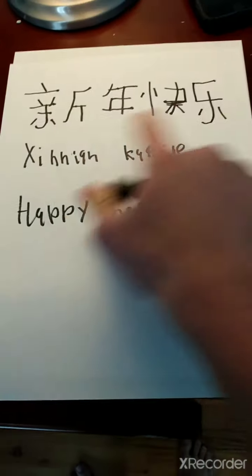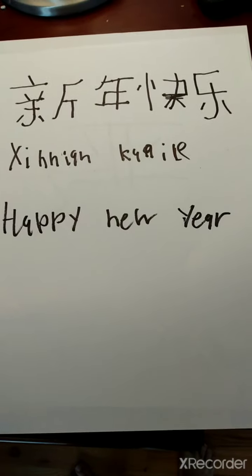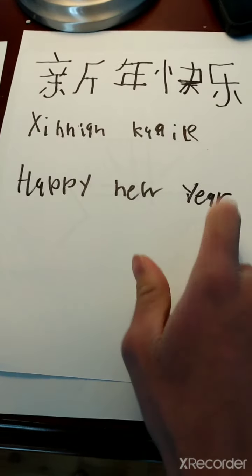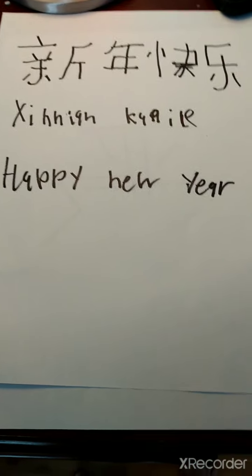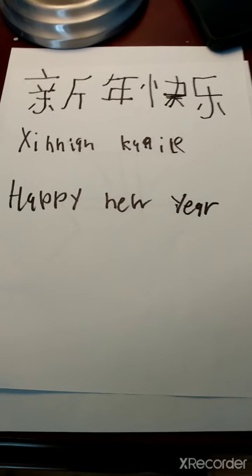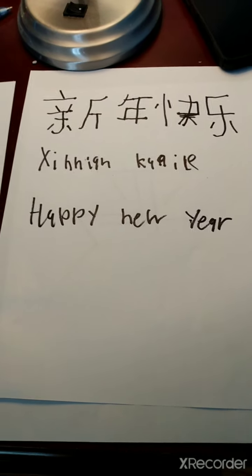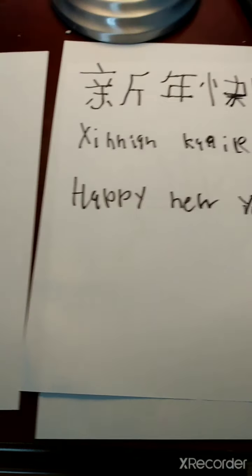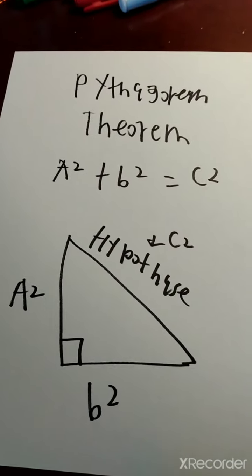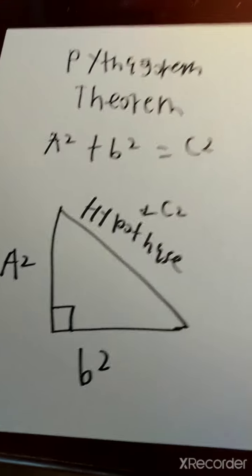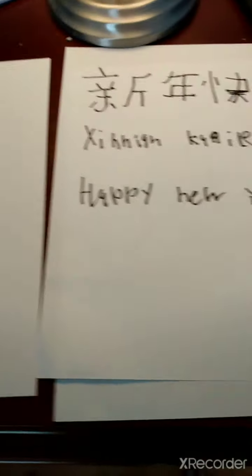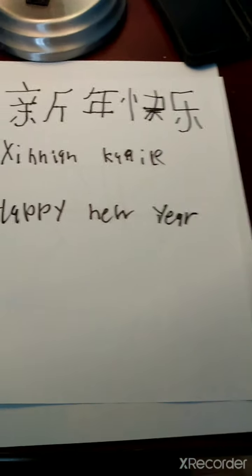This is how many Asians say it in Chinese: Xin Nian Kuai Le. It means Happy New Year in Chinese, and today is February 13th. So the New Year started last night. And we're going to be focusing on the Pythagorean theorem because we have a problem related to the Pythagorean theorem and the Chinese New Year.